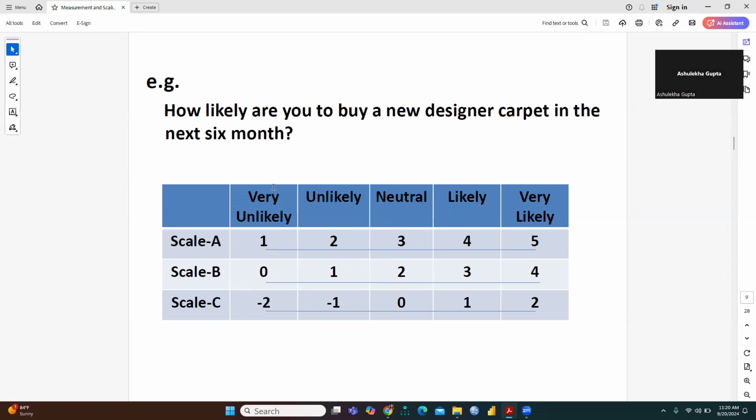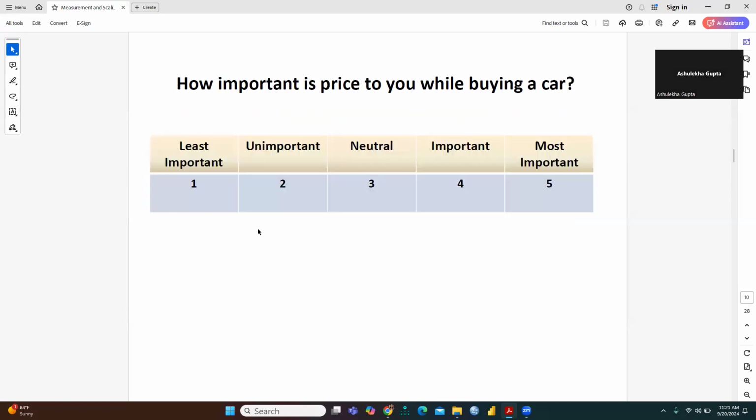So that means we are measuring an arbitrary zero. We just want to measure the difference. Very unlikely 1, unlikely 2, neutral 3, but here 2 is representing neutral. But in this case, 0 is representing neutral. So it doesn't matter. It is just because we want to measure the satisfaction level of the person, and the number could be anything, but it is representing the same meaning. So you can understand scale A, scale B, scale C. They are explaining the same meaning, but the numbers are different. So that is interval scale.